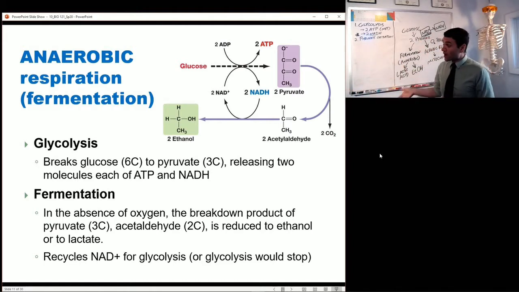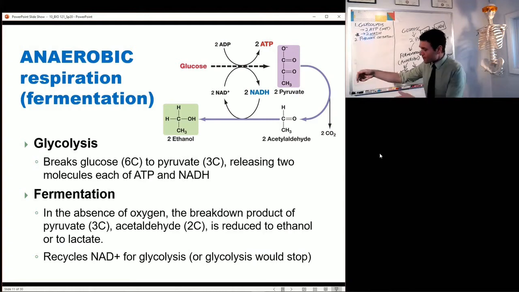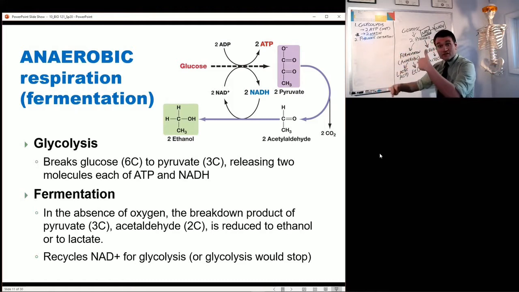However, if there's no oxygen present, then we are going to have to recharge that coenzyme NAD. So you can see in this slide here, there's a little circle, a cycle, where we are using NAD to oxidize glucose to break it apart during glycolysis, and then we are taking that NADH that we've made and we are reducing the pyruvate in turn in order to get these different chemical products.